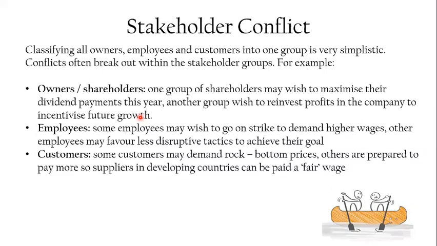Finally, we see customers having conflicts between each other. Some customers demanding the lowest possible prices for clothes or food, etc. But others are prepared to pay more, so suppliers in developing countries can be paid a fair wage. So there can be conflict as well between the customers within an organisation, some of whom are on particularly tight budgets, some of whom might believe that ethically sourced products that cost slightly more are what an organisation should be selling.